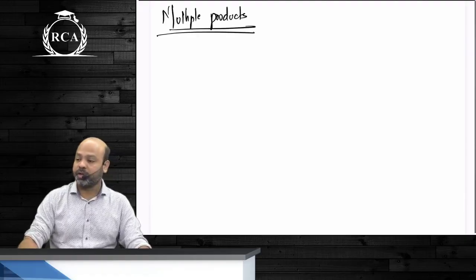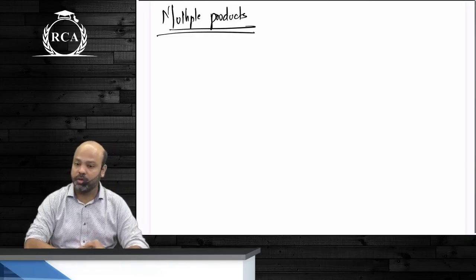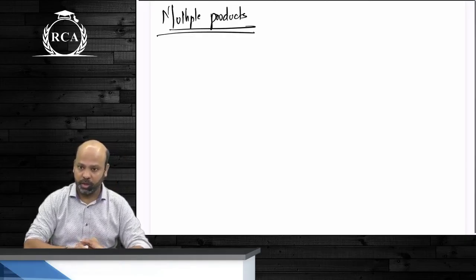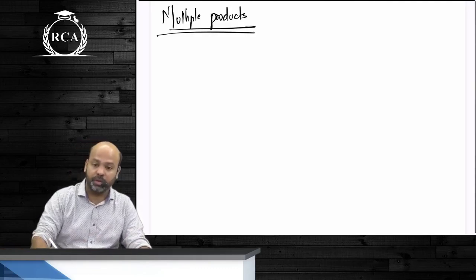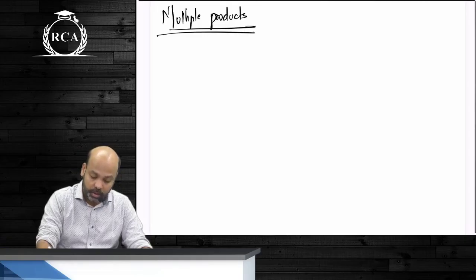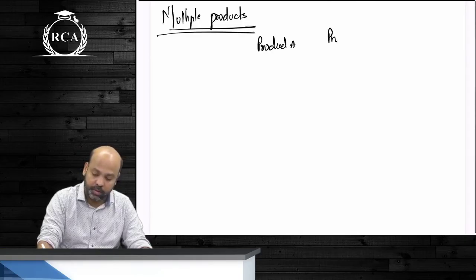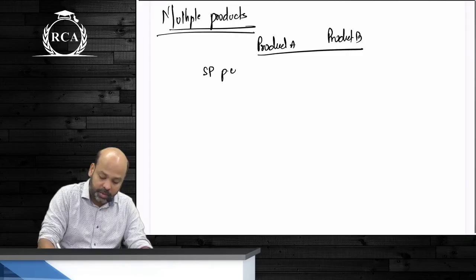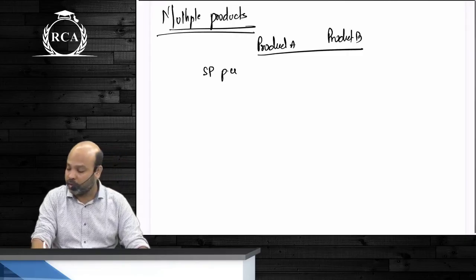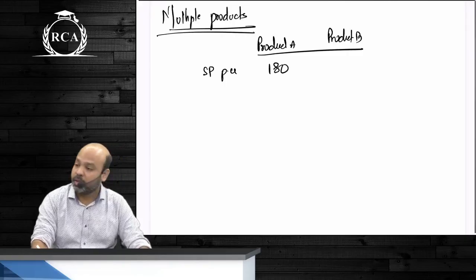Whatever we have done so far beta was break even point or arriving at the amount of sales guys for a single product. In case you have multiple products as such guys, how do we compute the amount of break even point? Let's say guys that there is product A and product B. Product A guys has a selling price per unit of 180 rupees. 180 rupees beta. Product B has a selling price per unit of 150.